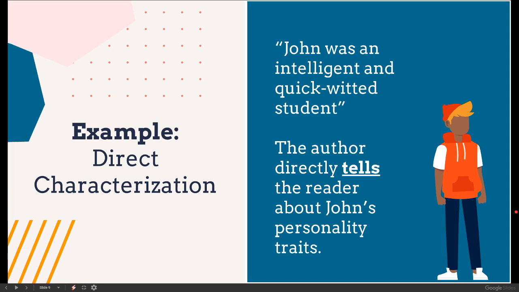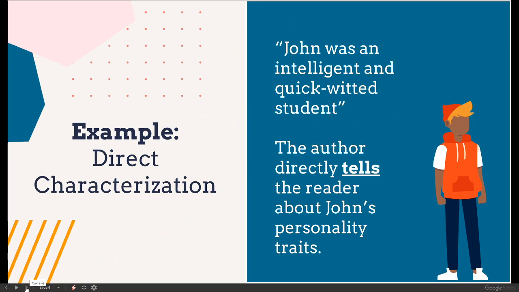Here's an example of direct characterization. This is easy because our writer just tells us flat out, "John was an intelligent and quick-witted student." Because they're just flat out telling us about John's character, we know John's personality traits. We know he's smart and he can think on his feet. They just make it easy for us. They just tell us outright.